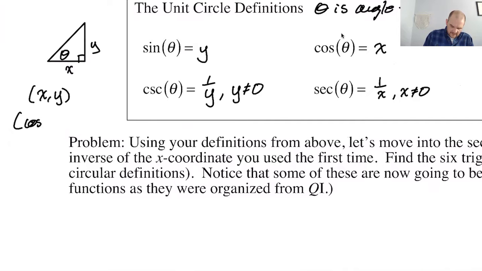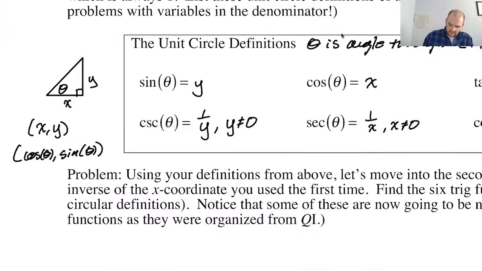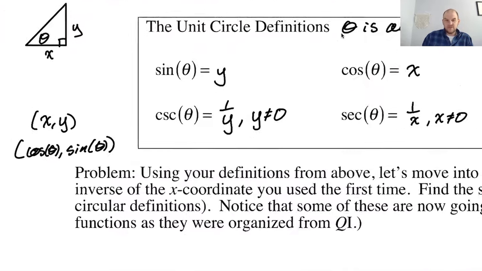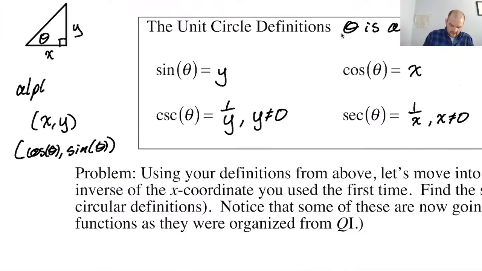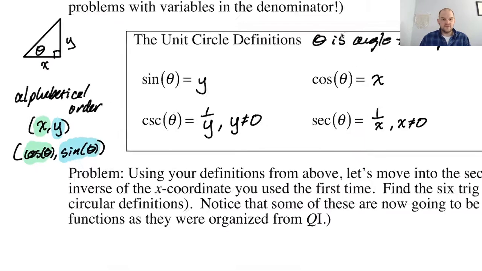We have cosine of theta, sine of theta. And they are both in alphabetical order, which I think is the easiest way to remember, right? X comes before y, cosine comes before sine because c comes before s. X goes with cosine and y goes with sine. So this is immediately something you need to memorize. You just have to know that.